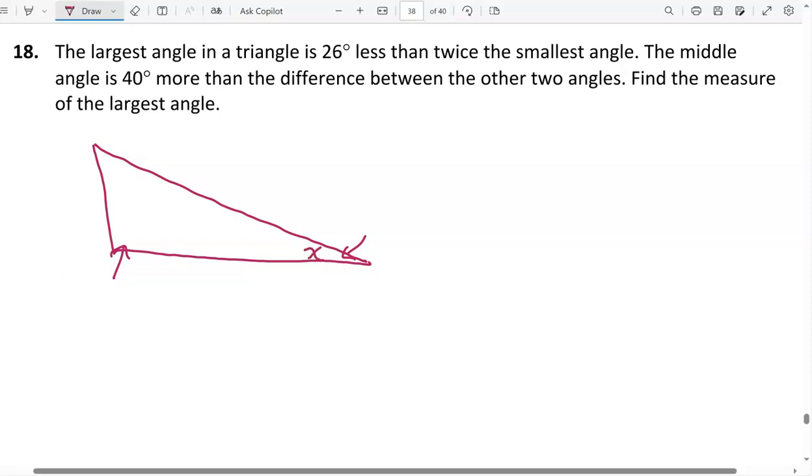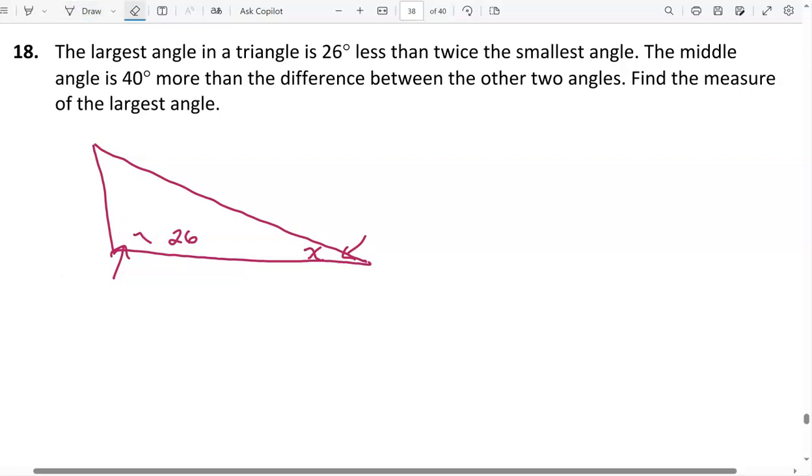So let's let the smallest angle be x. The largest is 26 less than twice that. And the middle angle is 40 more than the difference between the other two angles. Find the measure of the largest angle. Now, this is one way to do the problem. And of course, now it occurs to me that we are supposed to come up with many different variables here.